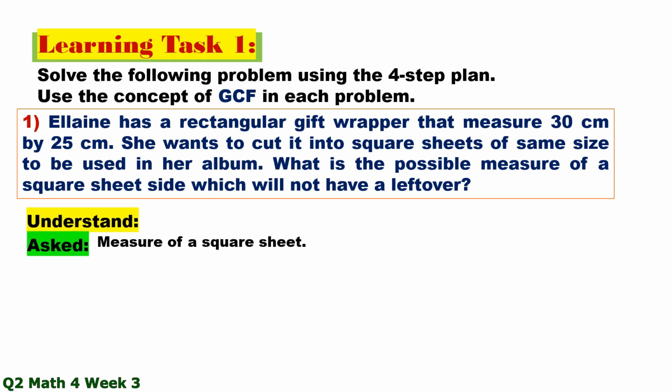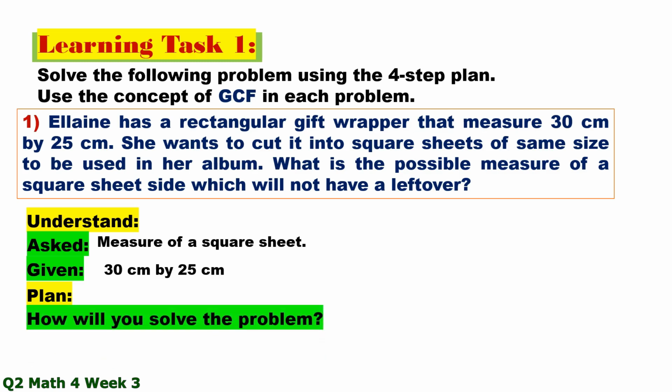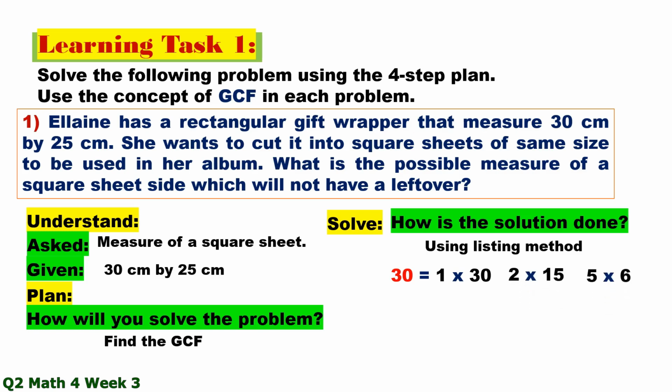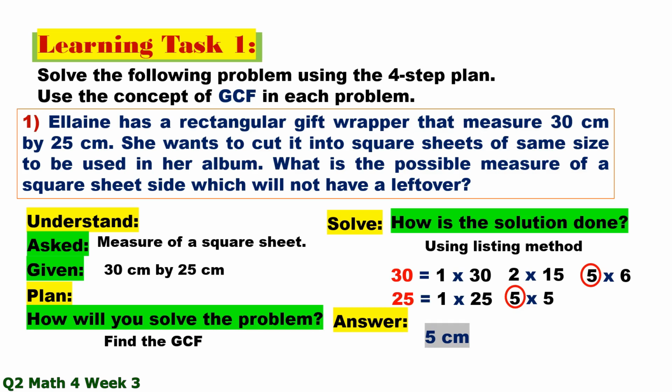What is asked? Measure of a square sheet. Given: 30 centimeters by 25 centimeters. How will you solve the problem? Find the GCF. How is the solution done? Using the listing method. Use all the factors of 30: 1 times 30, 2 times 15, and 5 times 6. Then 25: 1 times 25, and 5 times 5. And the GCF is 5. 5 centimeters.